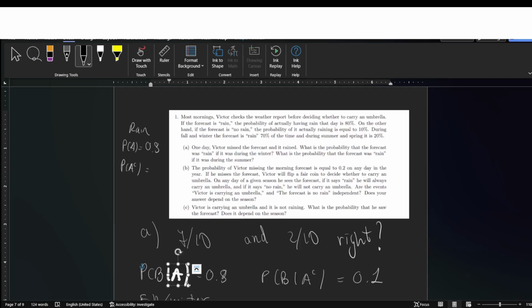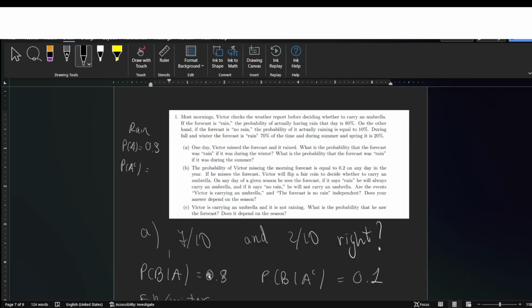So the forecast is rains, and what it does... Okay, the forecast is rains, and it actually happens only 80% of the time when the forecast is rains. When the forecast is no rain, it rains only 10% of the time.